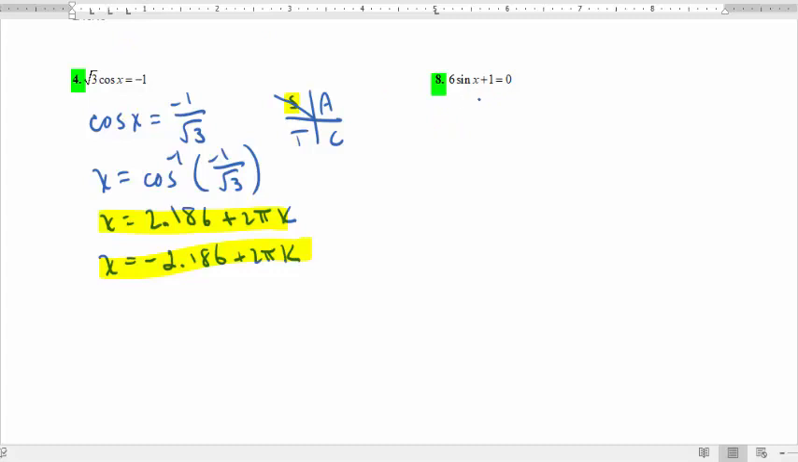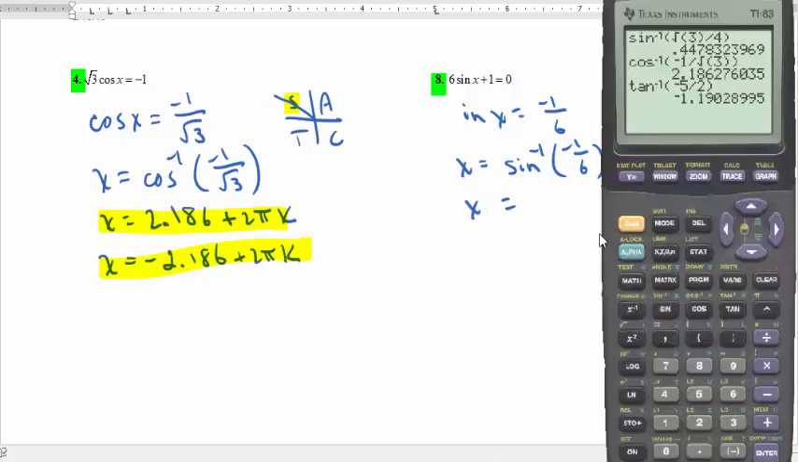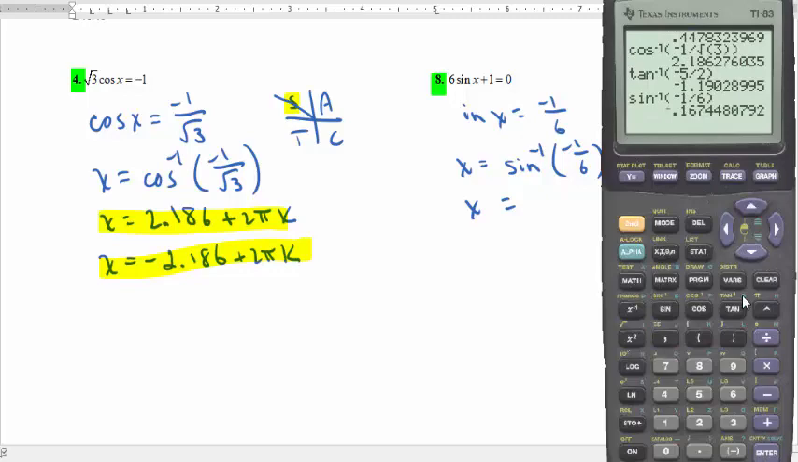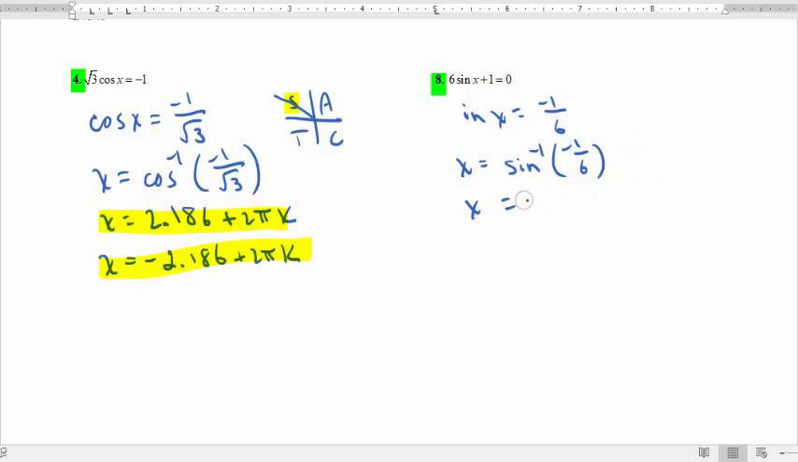And then number 8 is the only one that's a little bit tricky maybe because of the fact that you're going to get a negative value for the sine. So here you would subtract 1 and divide by 6. So we would end up with sine x equals negative 1/6. So we're going to do what we've been doing, right? Solve this by taking the inverse sine of negative 1/6. And when we do that, it gives us a negative value. And that's the only thing that might be a little bit of an issue here. So it's negative 0.167 plus 2 pi k, right?